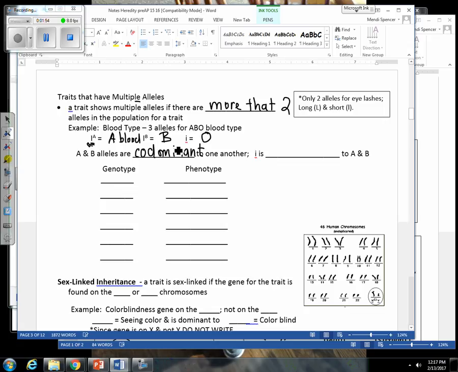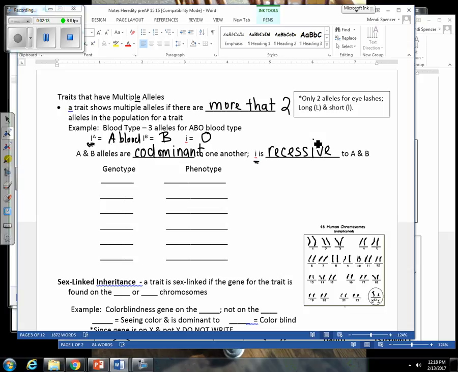Now, if someone has a code for A and a code for O, we know that the A will cover up the O. So O blood is recessive to A. It's also recessive to B. So if someone has a code for B and a code for O, then they're going to have B blood type. The B allele will cover up the O allele.